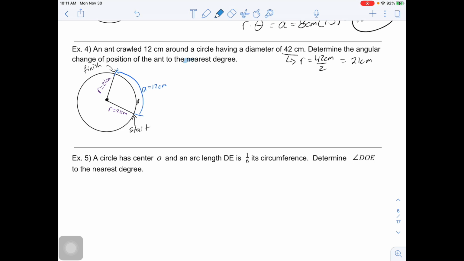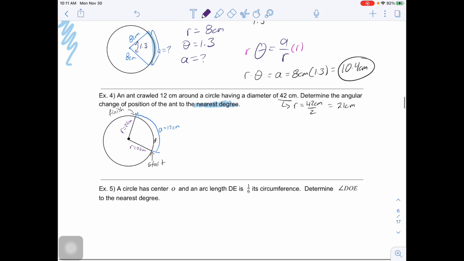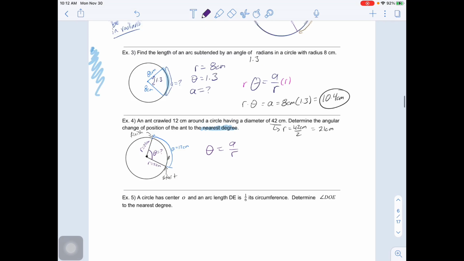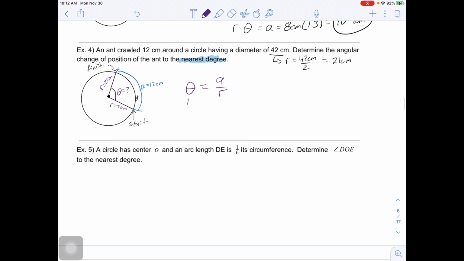Now, recognize it wants us to answer to the nearest degree. So we're going to have to do some conversion here, because when we use this equation, so this is our angle equals A over R. When we use this equation, remember, this is now in radians. So let's first figure what this is. So A is 12 centimeters. R is 21 centimeters. So 12 dividing 21 gives us 0.571, and this is radians. So sometimes people will put rad as a shorthand for radians.